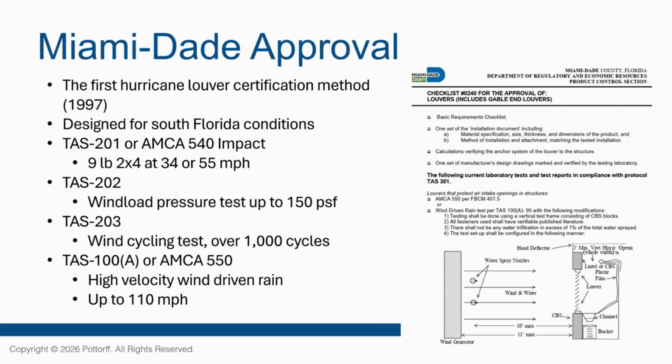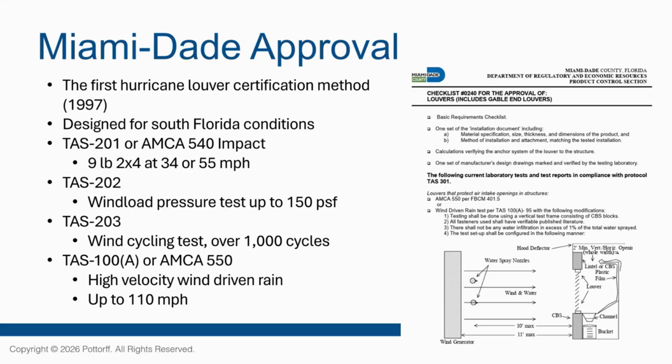So if you see some type of Miami-Dade approval on a catalog page, then you know that whatever design load gets listed on that louver has been approved by Miami-Dade. The TAS 203, that's a very similar one. Those two pressure tests, one is cyclical. They suck air in, they let it out, they do it over, they repeat. Versus 202 is just one pressure, just one pull.